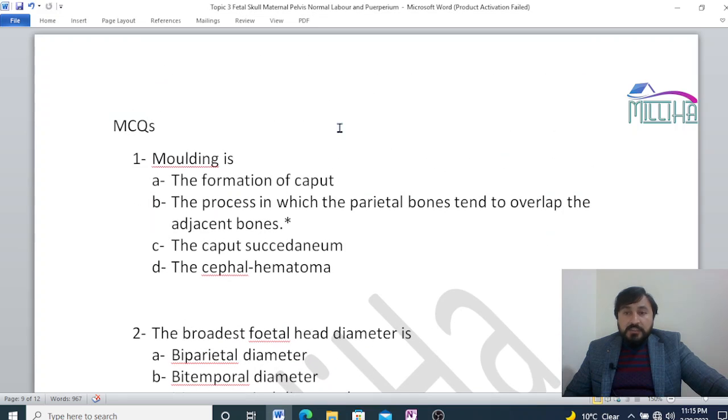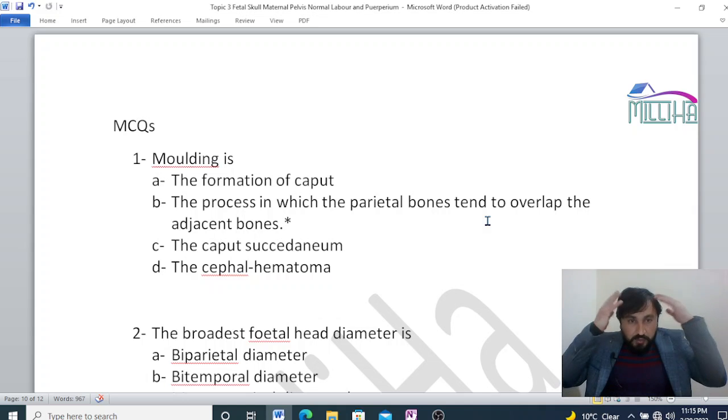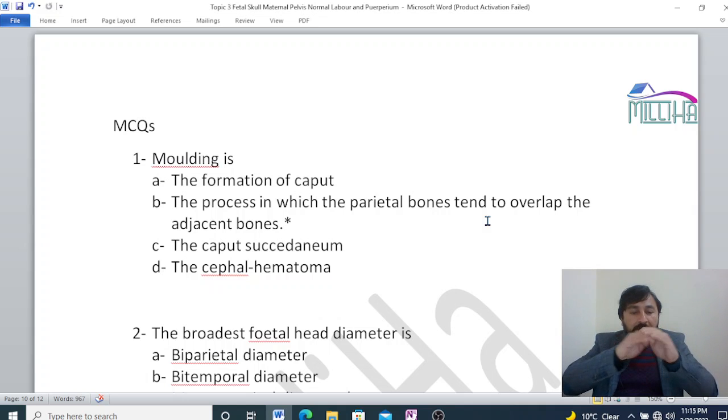So here are some questions. We will discuss a few multiple choice questions and answers very fast, within 2 minutes. Molding is the process in which parietal bones tend to overlap the adjacent bones. The parietal bones of the skull of the fetus tend to overlap each other, so they can easily pass through the maternal pelvis. That is called molding.